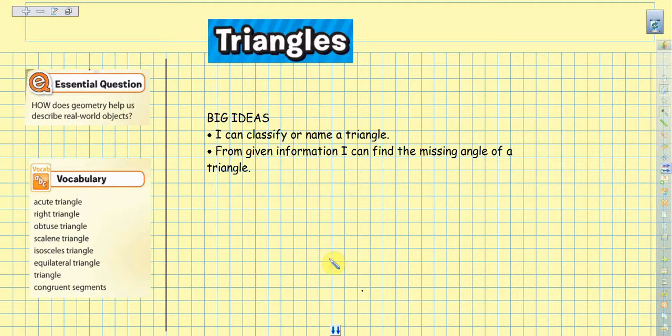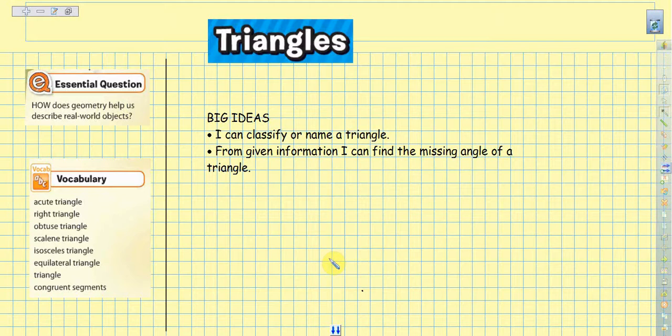This lesson is on triangles, page 555. Big ideas. I can classify or name a triangle. From given information, I can find the missing angle of a triangle. Those are the two big ideas that we're going to do today.